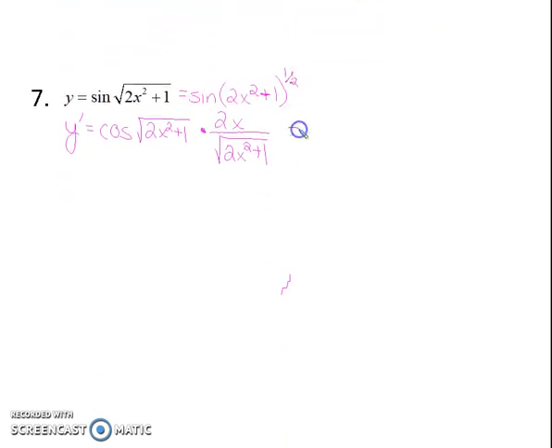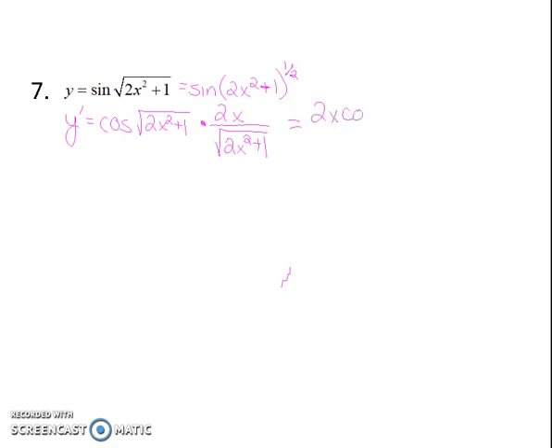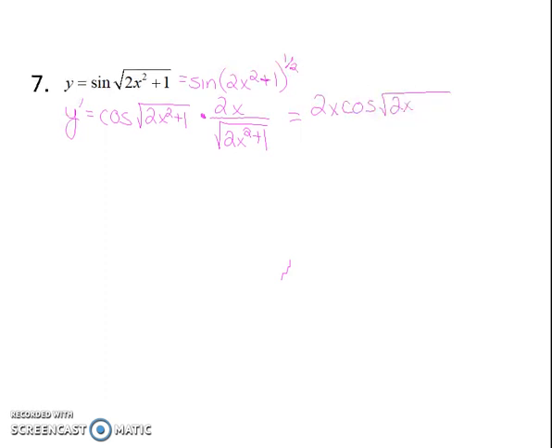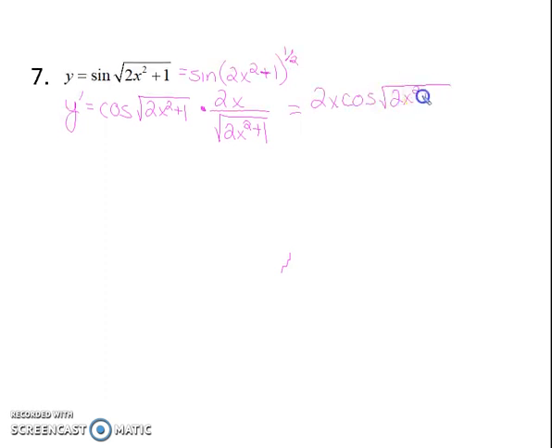If you put it together all into one fraction, you would have 2x cosine square root 2x squared plus 1 over square root 2x squared plus 1. Let me ask you a question. Could I cancel out those square roots?